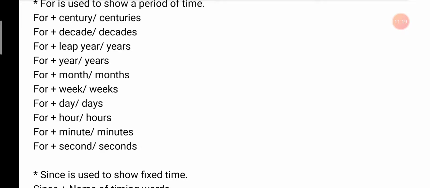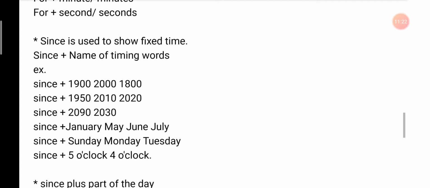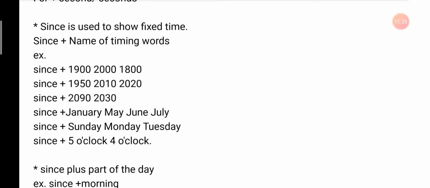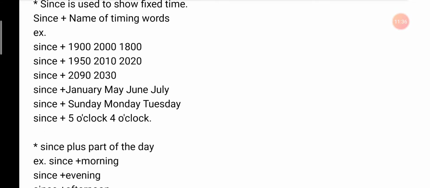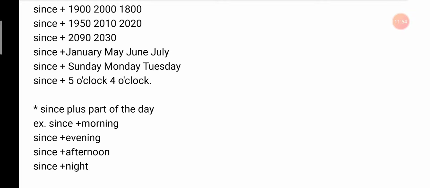Okay, I hope you have understood. Now see where we will use since. Since is used with a fixed point of time and it shows a name, it does not show a period. In for it shows a period, in since it shows exact time, such as since the name of a century, decade, year, month, or day is given. So you can use since in this way.